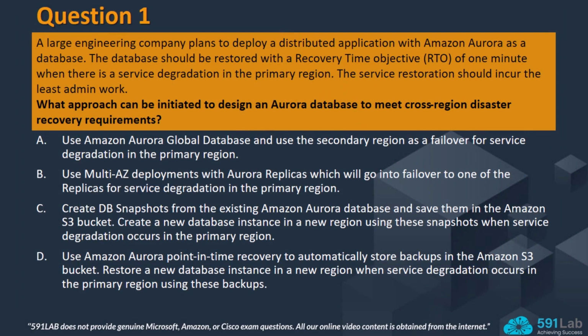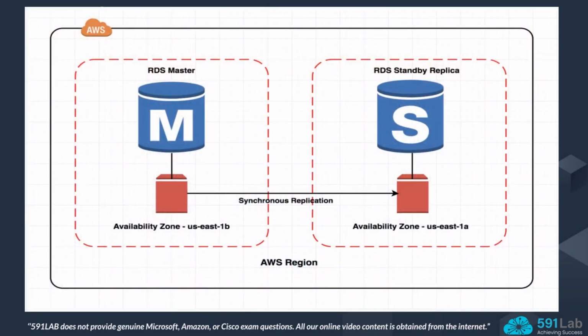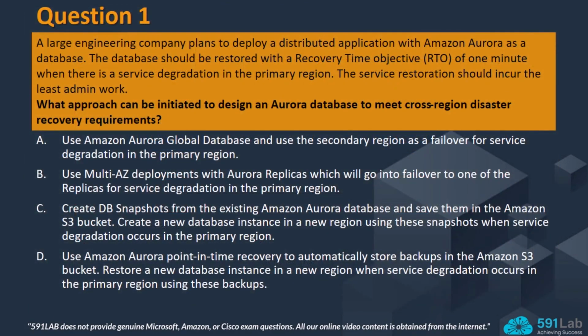Option B. Use multi-AZ deployment with Aurora replicas, which will fail over to one of the replicas for service degradation in the primary region. While multi-AZ deployments provide high availability within a region, they do not automatically extend to a secondary region for cross-region disaster recovery. So, this is not the correct answer.